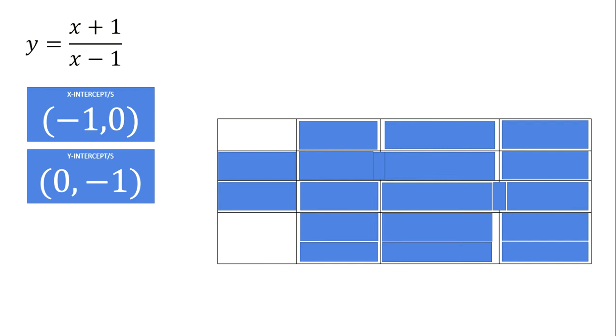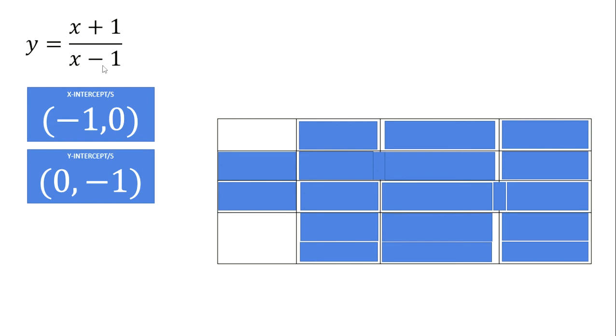So for the vertical asymptote, let's look at the denominator. As you can see here, x minus 1. So we equate it to 0, so x is equal to 1. Okay, so our vertical asymptote here is x equals 1.